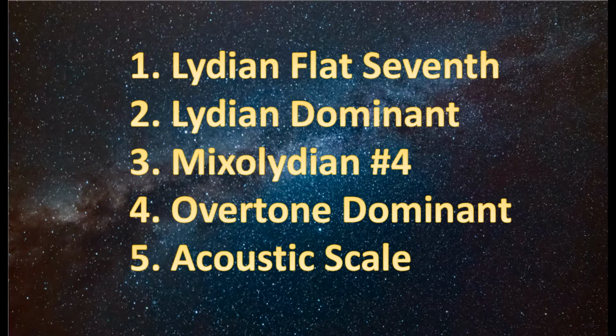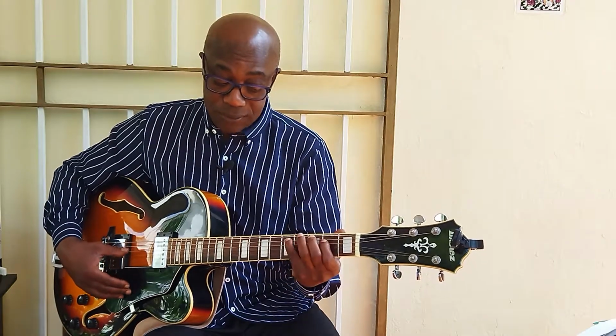And it has several names, and the names can be confusing, so you shouldn't get confused by names. This scale is known as the Lydian Flat Seventh. It is also known as the Lydian Dominant. It is known as the Mixolydian Sharp 4. It is known as the Overtone Dominant, and it is also known as the Acoustic Scale. So all these names are just this.